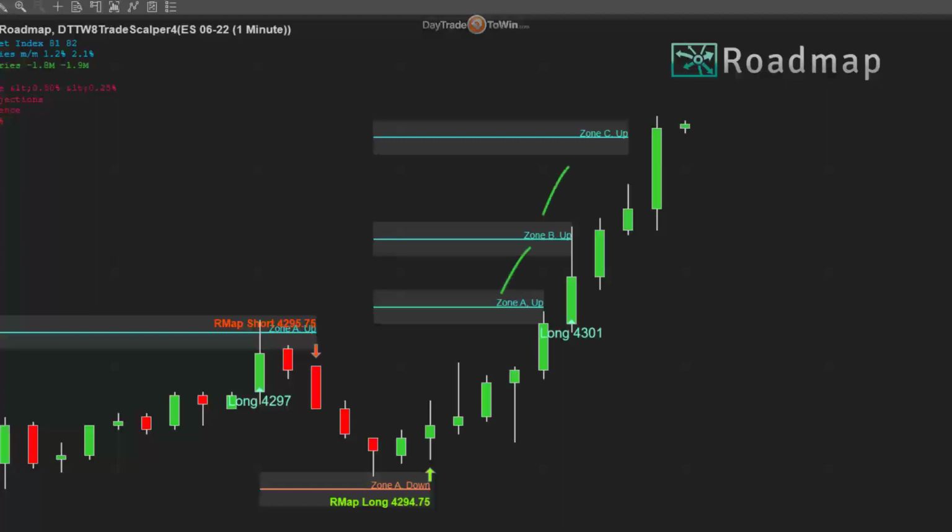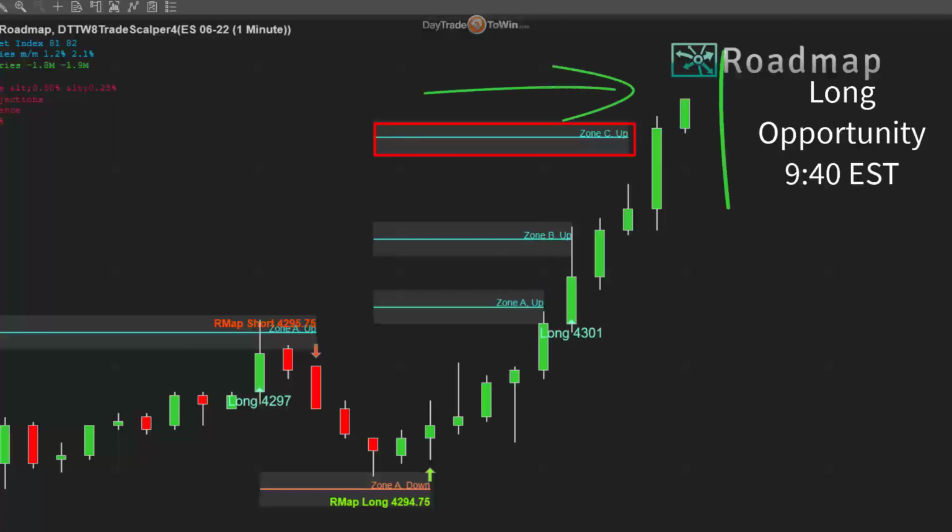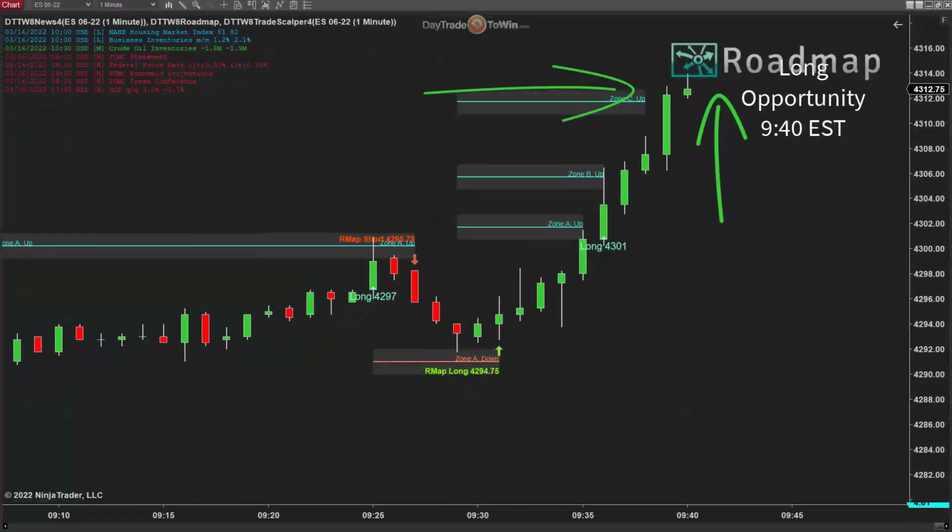So not only can you use it as a filter, but you can also use these areas that the roadmap creates as an opportunity once it breaks it to go with it, especially if there's high volatility. That's the case. Like you're seeing right now, you see how zone C has just been broken. There's nobody stopping it. Instant long, time to go long as it breaks and continues higher.